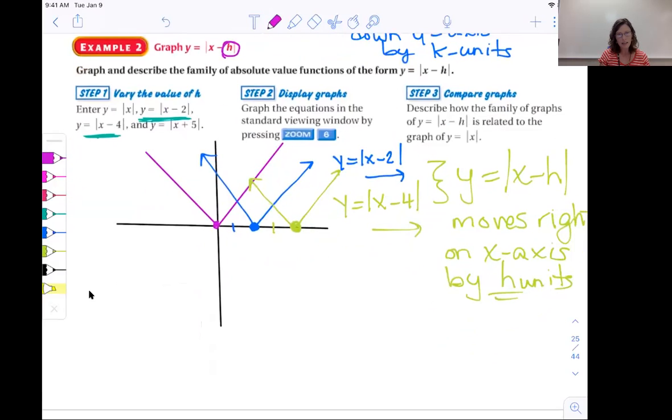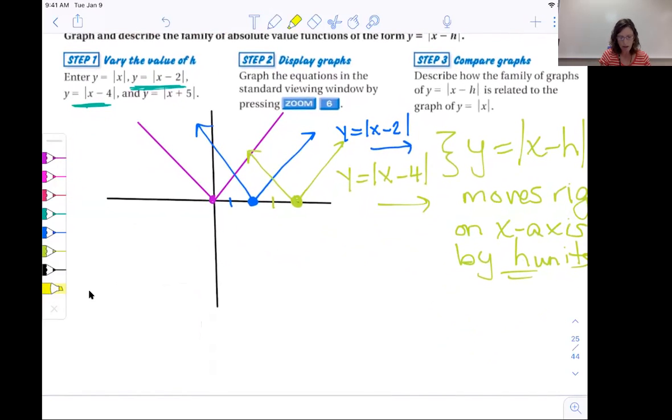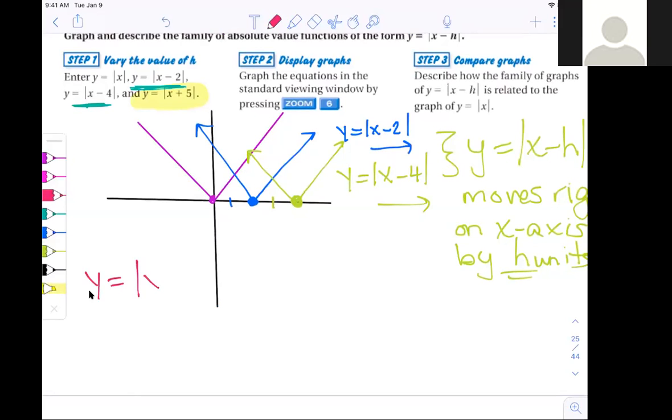So the other question you were asked to graph was y equals the absolute value of x minus 5. Or x plus 5, I'm sorry. Y equals the absolute value of x plus 5. Valerio, what do you think happens with y equals the absolute value of x plus 5? The V will move to the left. Yeah, it moves to the left. Do you know why it does that?